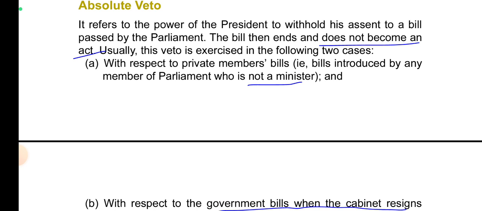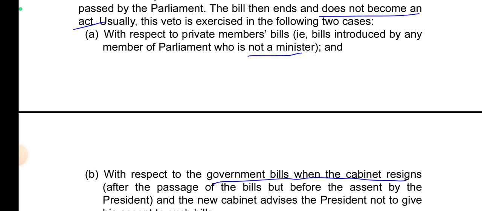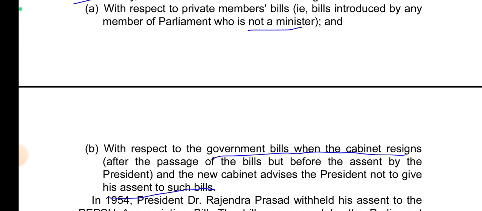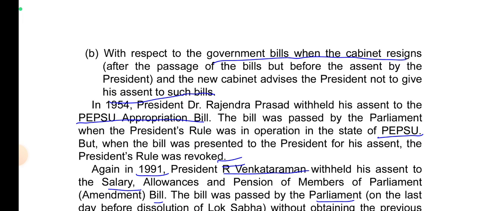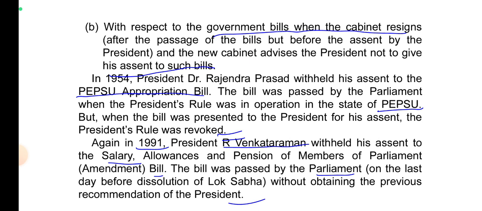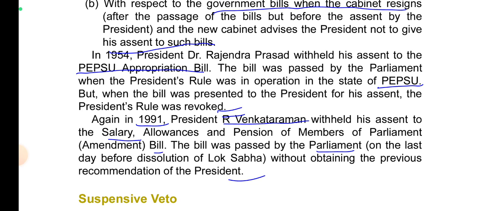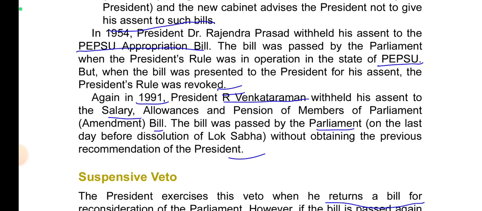The bill then ends and does not become an act. Usually, this veto is exercised in the following two cases: with respect to private members' bills, that is, bills introduced by any member of Parliament who is not a minister, and with respect to government bills when the cabinet resigns after the passage of the bills but before the assent by the President, and the new cabinet advises the President not to give his assent to such bills.